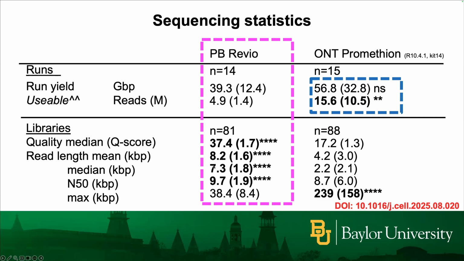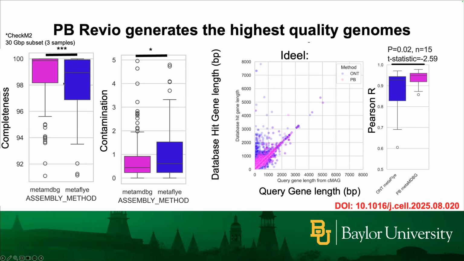The read lengths, median and N50 and whatnot, were also larger for PacBio. Of course, with ONT you do get longer reads if you're looking for these ultra long reads. That being said, when you look at the quality of the genomes, and these are only in the complete MAG comparison, both the completeness and contamination had a higher quality for PacBio as compared to ONT. And again, this is comparing best versus best.